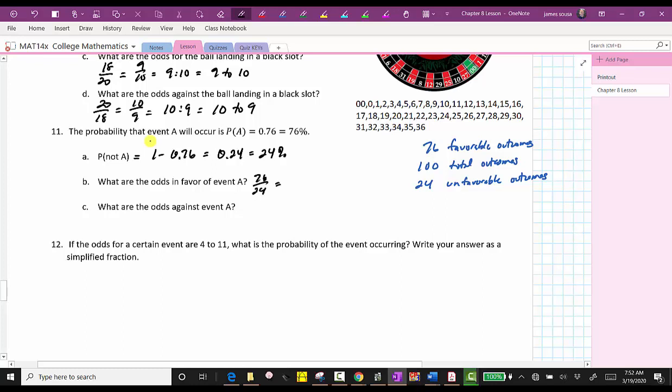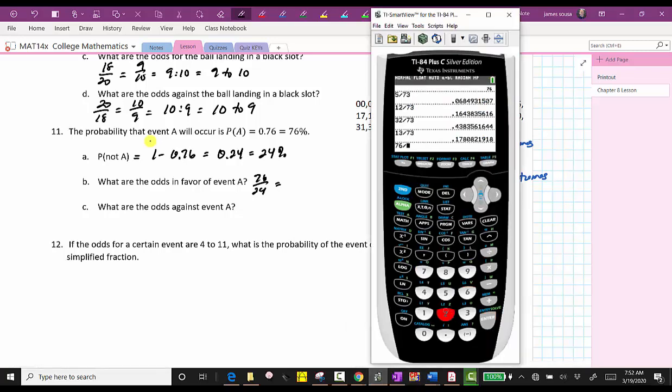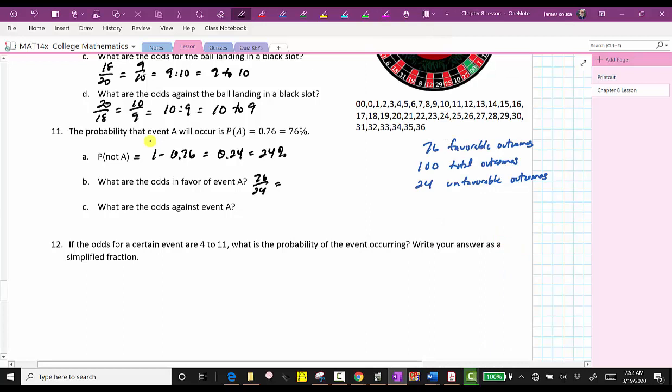which again we can simplify on the calculator just like a fraction. 76 divided by 24, enter, math, enter, enter, gives us a simplified ratio of 19 to 6, which again can be written three ways. For part C, what are the odds against event A? This would be the ratio of the unfavorable outcomes to the favorable outcomes, which gives us a ratio of 24 to 76, which simplifies to 6 to 19.